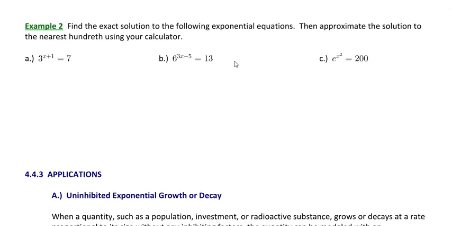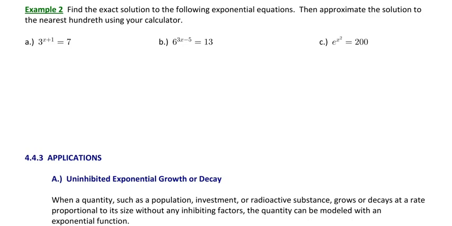So let's give this a try on example 2. Find the exact solution to the following exponential equations. Then approximate the solution to the nearest hundredth, that'll be 2 decimal places, using our calculator. So on example A, we have 3 to the x plus 1 equals 7. Now the base on the left side is 3 and the base on the right side is 7. Both of those numbers are prime numbers, and they cannot be written as a power of a common base. So we're going to use logarithms to solve.